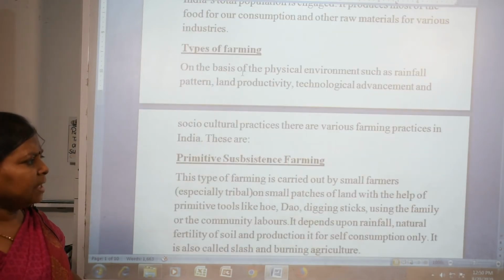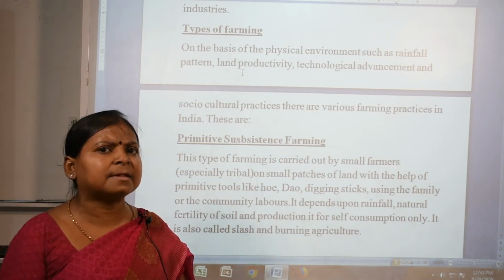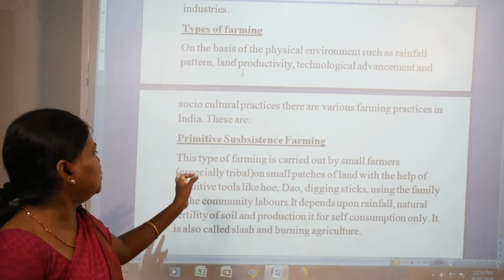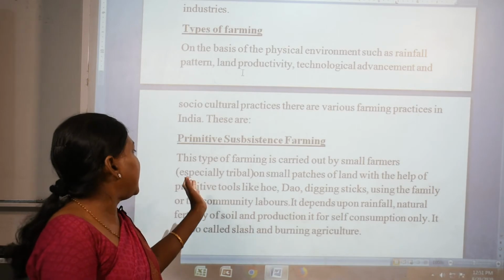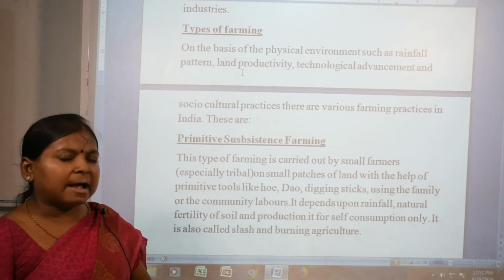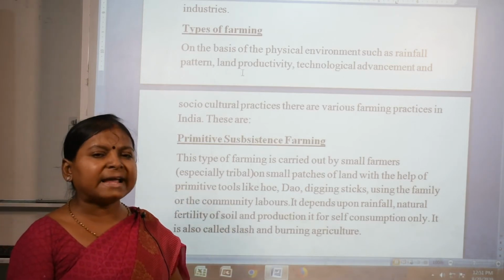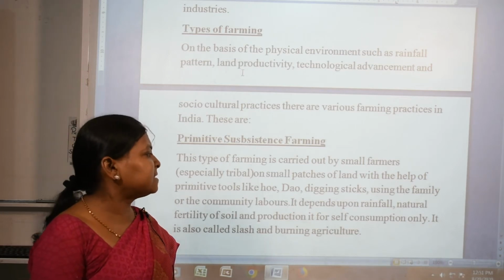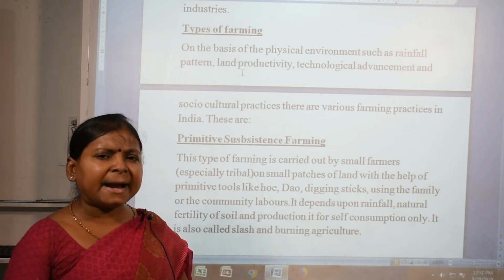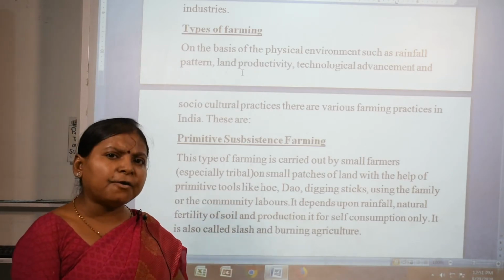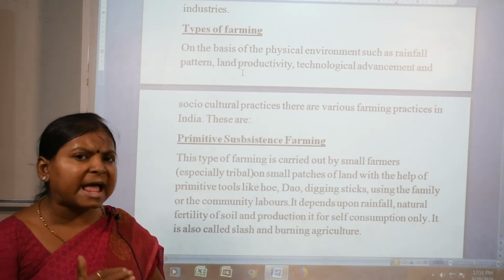Do you know? There are two types of farming: primitive subsistence farming and intensive subsistence farming. Primitive means old method. This type of farming is carried out mostly by small farmers and especially some tribal groups. They use small patches of land with the help of primitive tools, like the hoe, dao, and digging sticks, and use family and community laborers. Mostly they depend on the rainfall, the natural fertility of the soil, and produce only for self-consumption. So it is also called slash and burn farming.